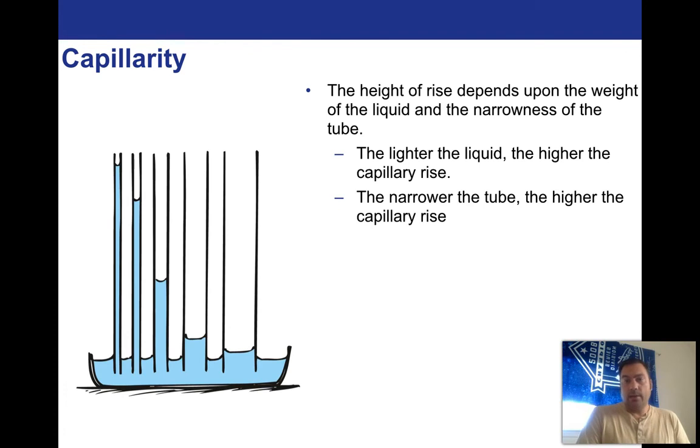Okay, so the height of rise depends on the weight of the liquid and the narrowness of the tube, right? The easier it is to get access to the edges of that tube, and of course the weight of the liquid itself, is going to have this direct effect. So we would expect that the wider the tube, the less effective it will be compared to one that is quite narrow.